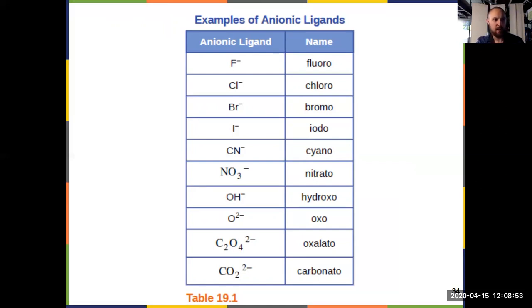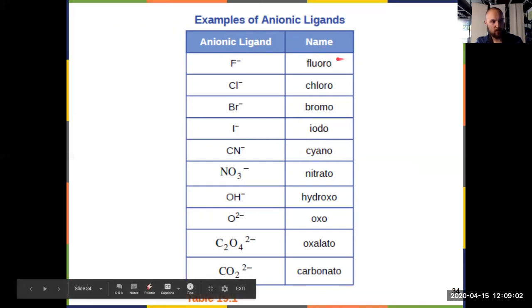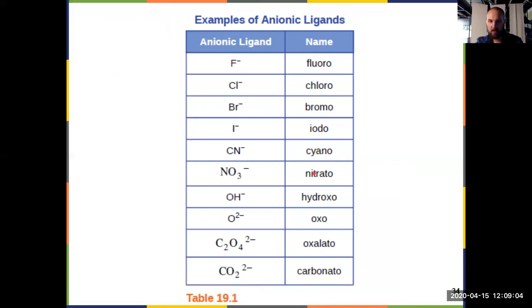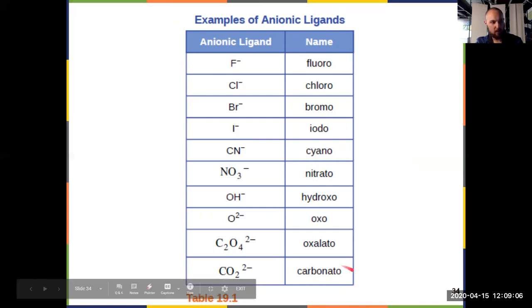Okay, so any of those, any halide, right? Cyanide, nitrate, hydroxide, any of those are negatively charged, and that's how we name them as ligands. So fluoro, chloro, bromo, iodo, cyano, nitrato, fine, hydroxo. The only tricky ones are down here: oxo, oxalato, carbonato.